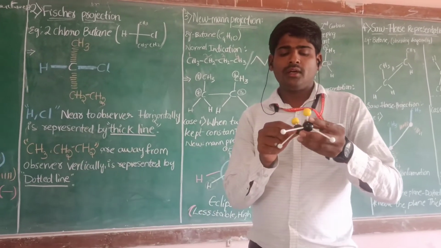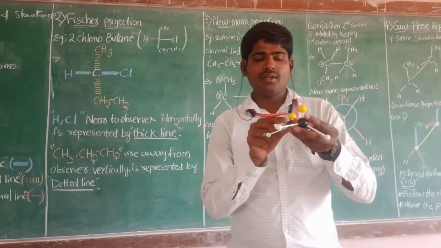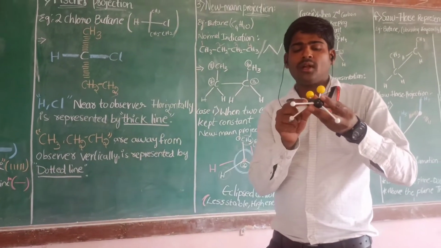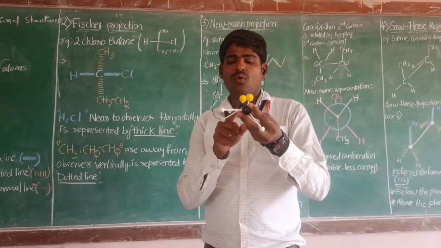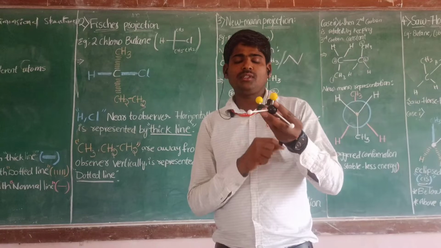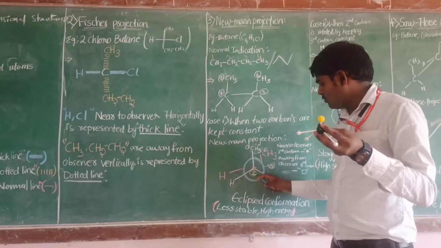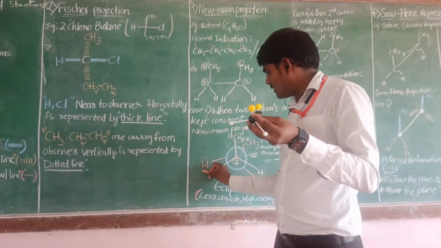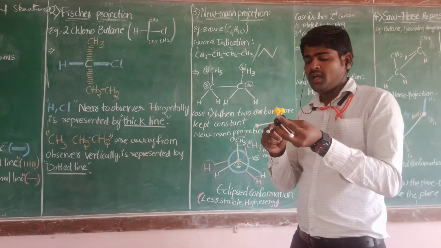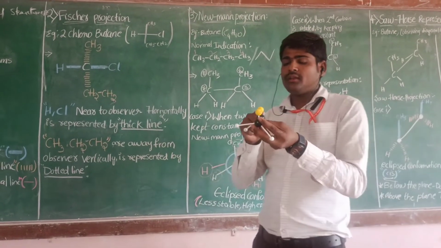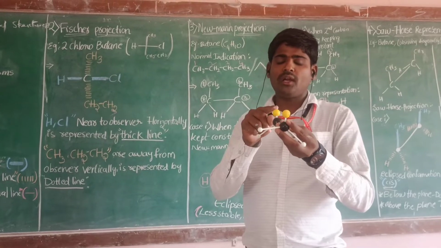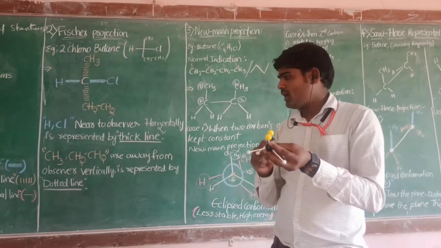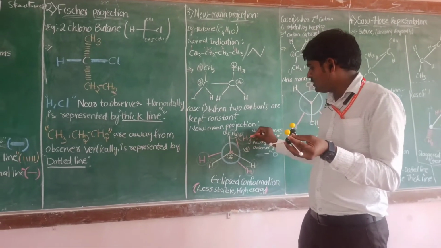Now again, the third carbon is there, represented by a circle. The third carbon has two hydrogens attached: one hydrogen on the right-hand side and one hydrogen on the left-hand side. This is the circle representing the third carbon. And the third carbon has one more methyl group, the fourth carbon, and its position is above.